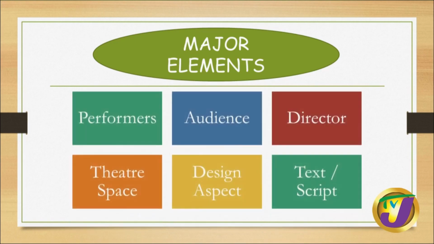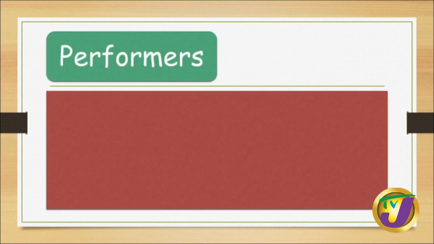There are performers, audience, director, theater space, design aspect, text or script. You know, we say text or script because the script is the play written down. So it's actually the text. All right, so let us look at the performer.